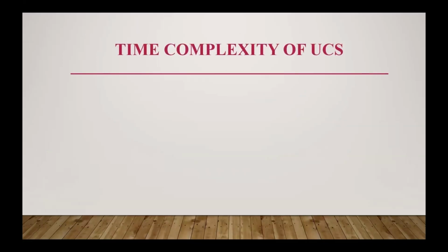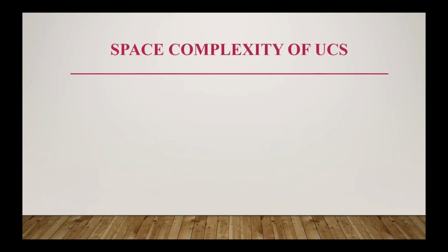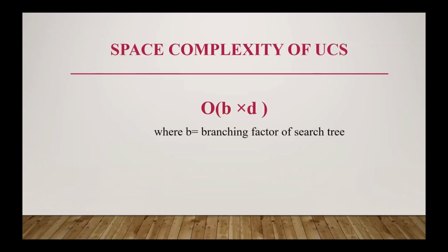Next, the time complexity. The worst case complexity of the uniform cost search algorithm is order of b to the power d, where b is the branching factor of the search tree and d is the depth of the goal node. Then space complexity. The space complexity of this algorithm is also order of b to the power d, but if we have a binary heap for the priority queue it can be reduced. Whatever the goal node is, the depth is calculated according to that.